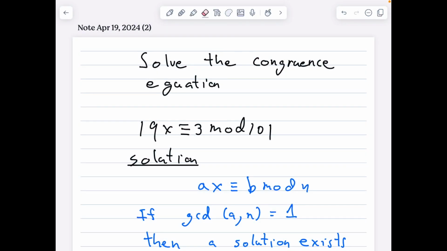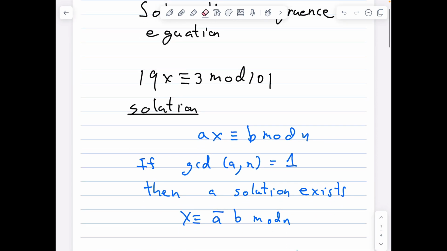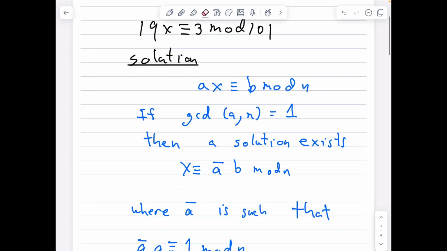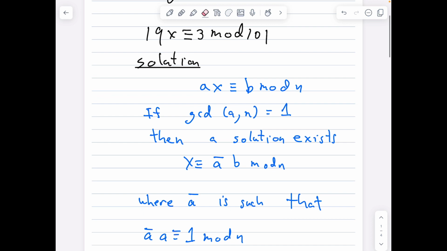All right, hello everyone. So today we have a discrete math problem. Solve the congruence equation 19x is congruent to 3 mod 101. So I'm going to be using this theorem to solve this congruence because this theorem guarantees a solution for us.